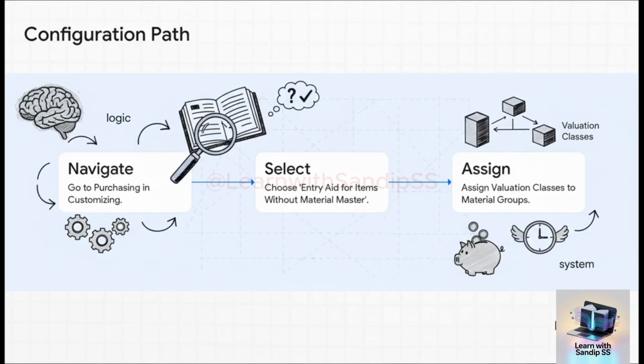And the best part? You're the one in control of this logic. It's not some hidden black box. In customizing, you can literally go in and map your valuation classes directly to your material groups. It's a pretty simple setup, and it's what makes the magic happen, saving you and your team a ton of manual work on all those one-off purchases.